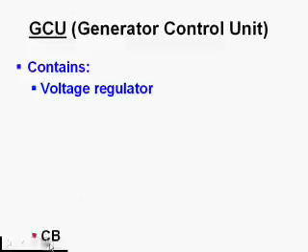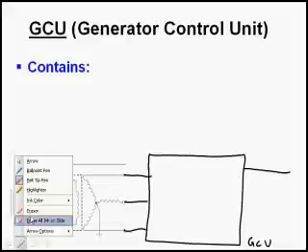GCU stands for Generator Control Unit, and there are several components in it. Voltage regulator. Whoops. So here's our AC generator, and here's our field winding, and here's our three outputs. So we're going to run these three outputs into our generator control unit. And of course we're going to end up hooking it up to 3 bus bars.